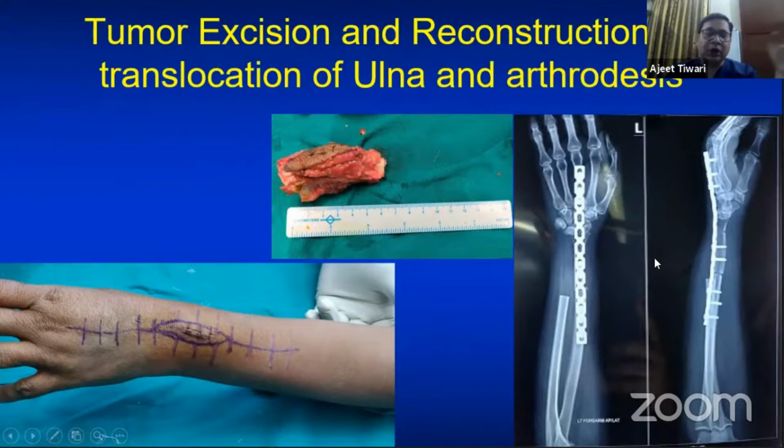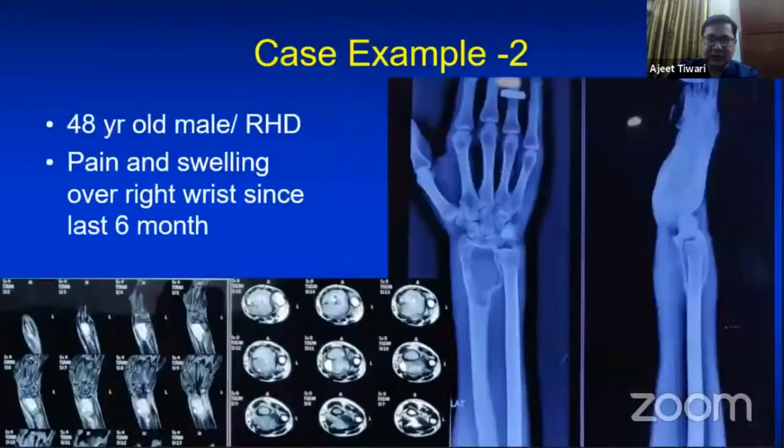So there are three modes of reconstruction of the distal aspect of the radius. Either you can do the translocation of the ulna, or you can use the fibula head for the reconstruction of the radius, or you can fuse the ulna with the wrist carpus bones. So here I have translocated the ulna, I have cut the end of the ulna and fused it with the radius. What is the advantage of doing this? I'll explain later on.